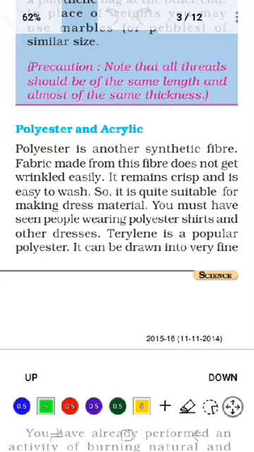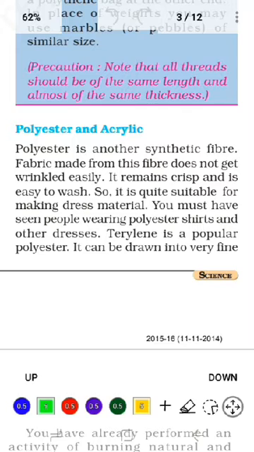Let us start. Polyester is another synthetic fiber. Already we have come to know about fibers and fabrics. We may obtain them from natural sources, and at the same time we may obtain them from artificial sources also. So polyester is also a fiber, but it is a synthetic fiber. Fabric made from this fiber does not get wrinkled easily. This is the benefit. It remains crisp and is easy to wash. So it is quite suitable for making dress materials because of this characteristic, no? That is largely used to make dress materials. You must have seen people wearing polyester shirts and other dresses. I think you might also be using this type of dresses.